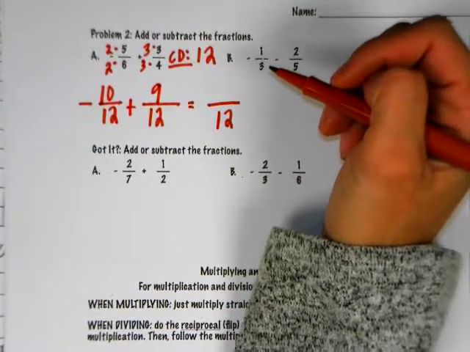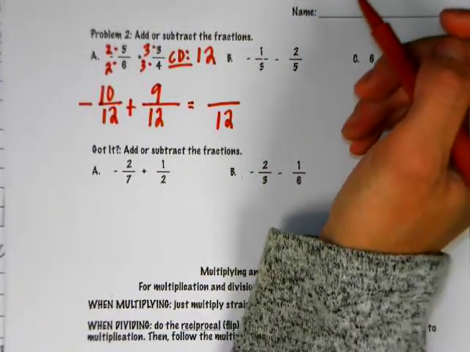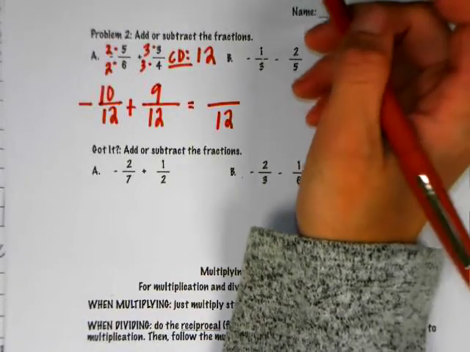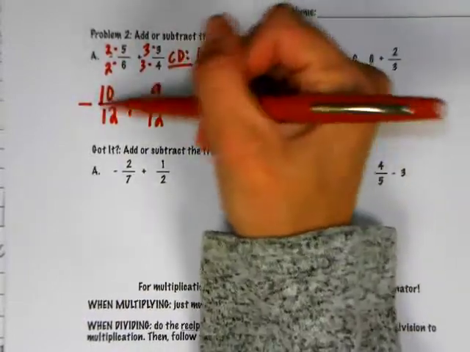So what's negative 10 plus 9? Yeah, because the bigger number was negative.